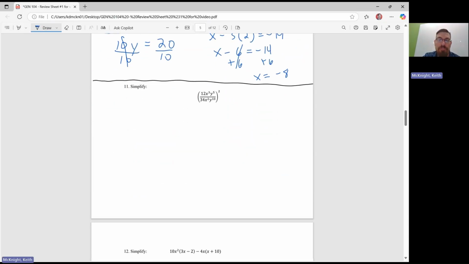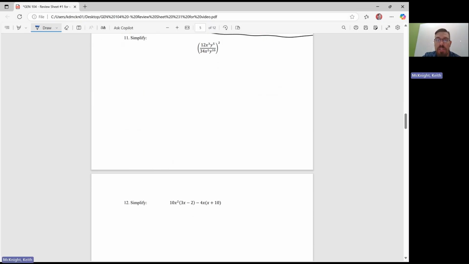All right, number 11. So number 11 here, we're simplifying a fraction that is being raised to a power. So we're going to use exponent rules to simplify. But remember with order of operations, PEMDAS, we're going to try to simplify inside the parentheses first, and then we're going to take care of the square that's outside the parenthesis.